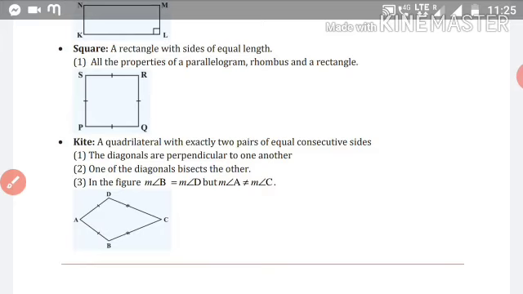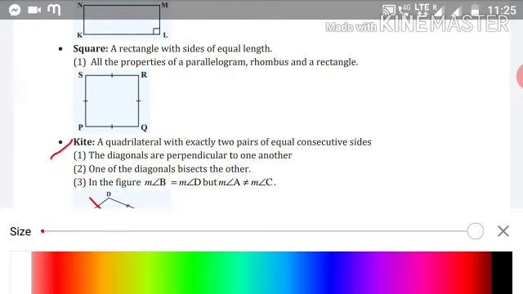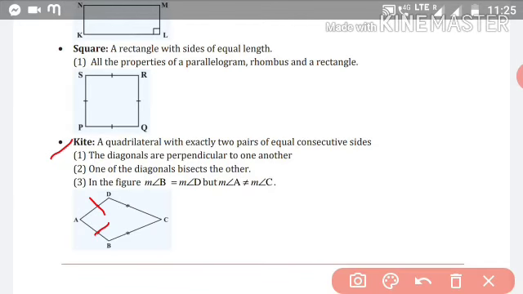Okay, now come to the next. This is kite. A quadrilateral with exactly two pairs of equal consecutive sides. Okay, only two pairs of equal consecutive sides. Consecutive sides means, suppose here AB. AB is equal to what? AD. AB is equal to AD. Again, DC will be equal to what? BC. Okay, these sides will be equal. Only consecutive sides. Here AD and DC will not be equal. Only AD is equal to AB and DC is equal to BC. Okay, these two sides will be equal.